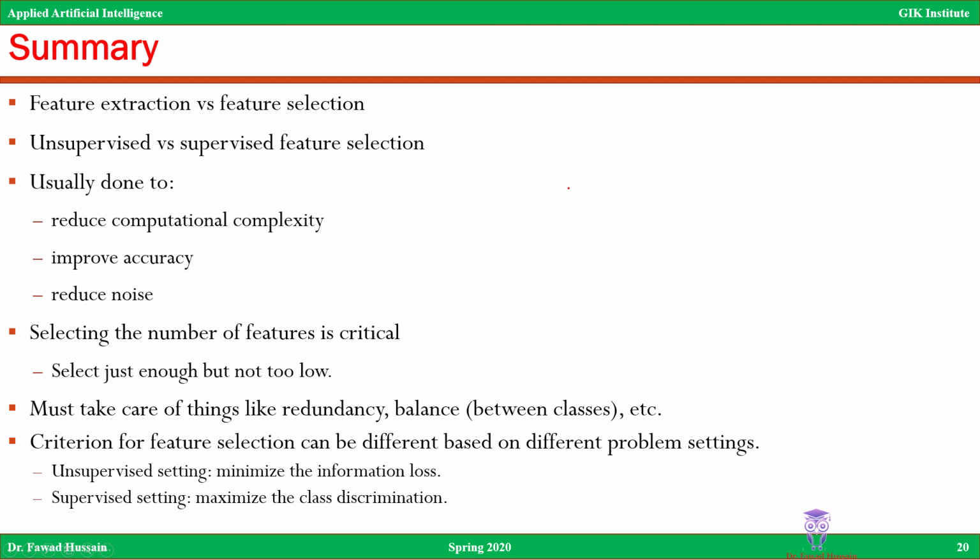And finally, the criteria for unsupervised can be the minimum loss of information, and for supervised it is something that maximizes the class discrimination. Because you have the training set, you can look at the class discrimination. So this is all about the feature selection that we are going to discuss in this course.